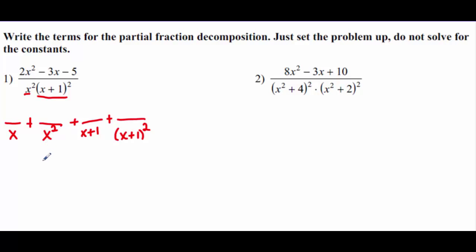Now, all of these things are linear or linear to a power. Like this is x, and it's being raised to the second power. And so because of that, all of these just need a single letter on top. So A, B, C, and then D.